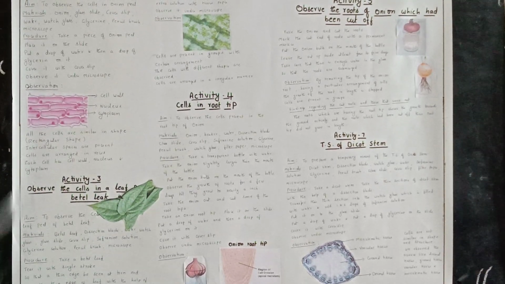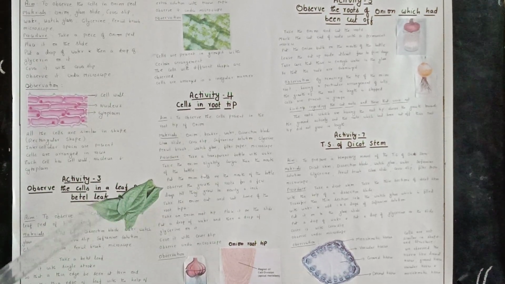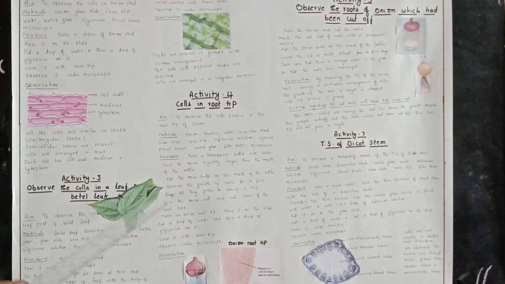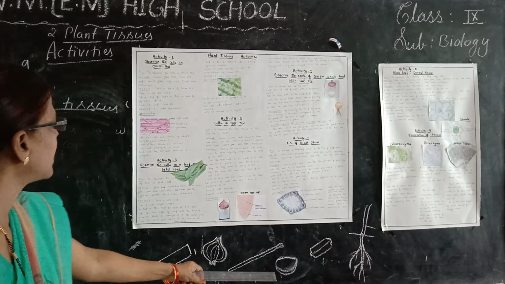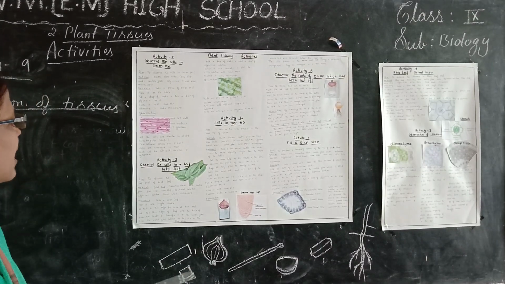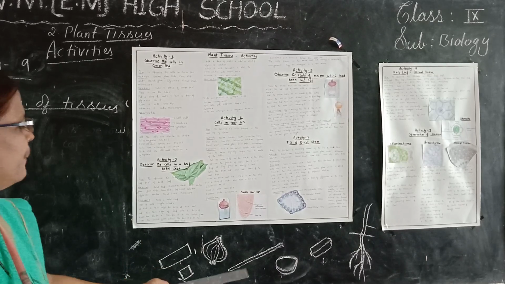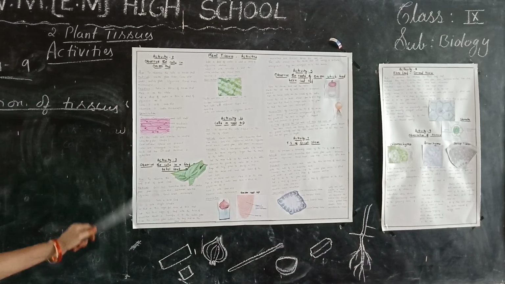Next, let us see another activity. Observe the cells in a leaf peel of betel leaf. This is the betel leaf. You all know about this leaf. To observe the cells in leaf peel of betel leaf. Materials: betel leaf, dissection blade, water, watch glass, glass slide, cover slip, saffron solution, glycerin solution, pencil brush and microscope. Now we see the procedure of this activity.